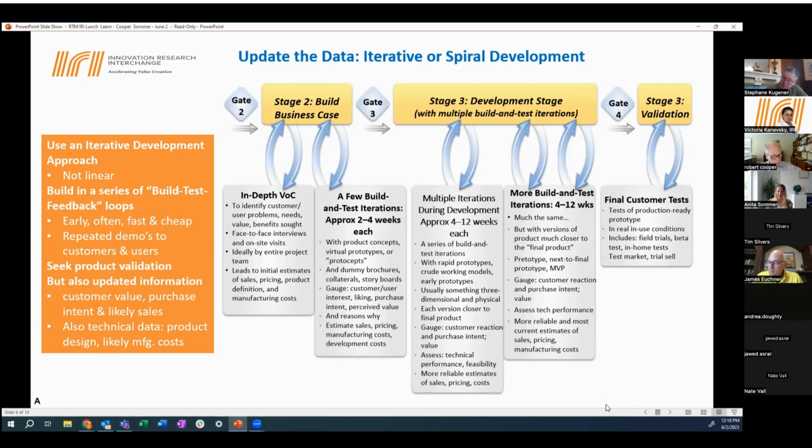By the way, a German study revealed, the Germans are very much into this, that the typical number of iterations during the development phase alone, that middle phase here, is about 7 on average. So if the development phase were, say, a year, that's typically iterations of about 1 or 2 months each, that sort of order of magnitude.